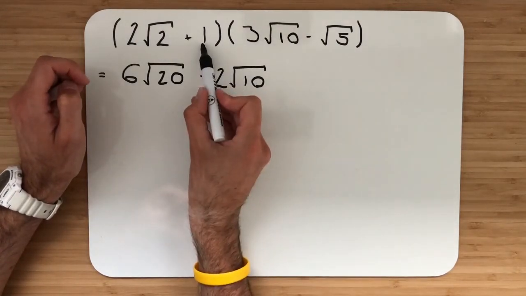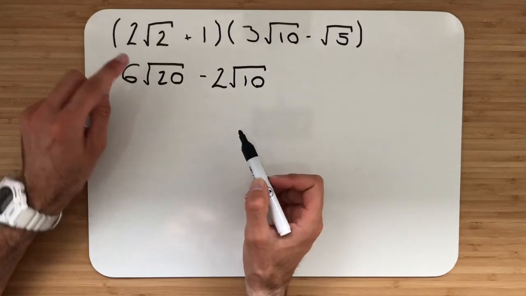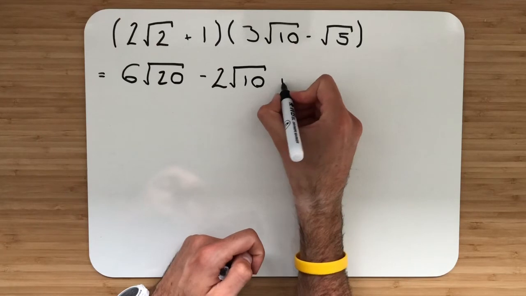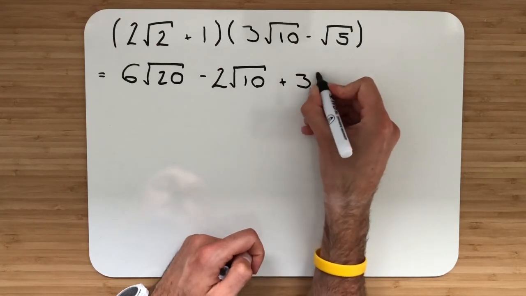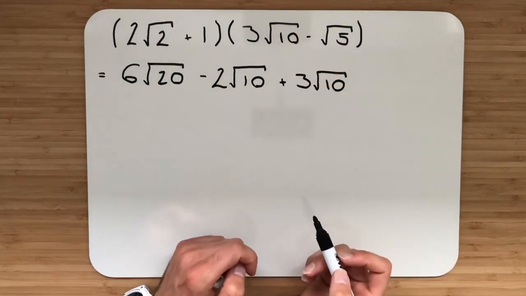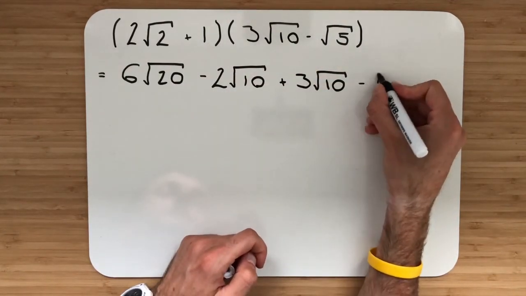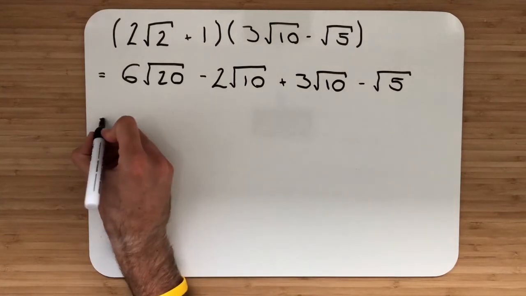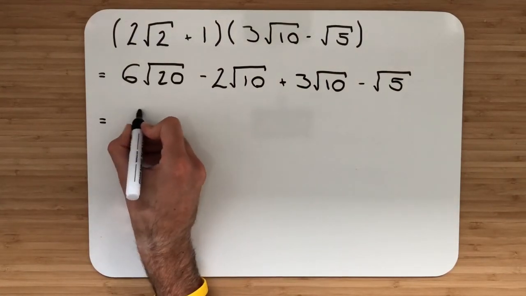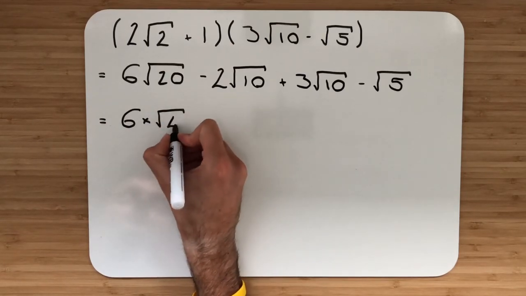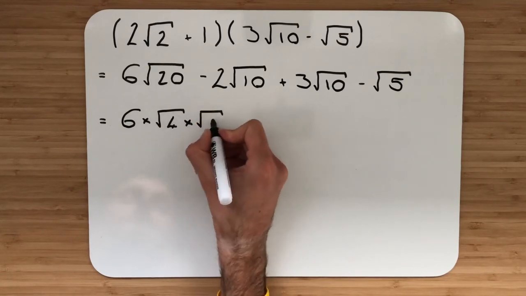Now I need to take this positive 1 and multiply everything in the second bracket by that. So 1 multiplied by 3 root 10, anything multiplied by 1 just stays the same, so that will be add 3 root 10. And then I have 1 multiplied by negative root 5, which is just going to be negative root 5. So at that stage here, we now are going to simplify. Root 20, that can be broken down. So that is going to be 6 multiplied by, and I will choose root 4 multiplied by root 5.